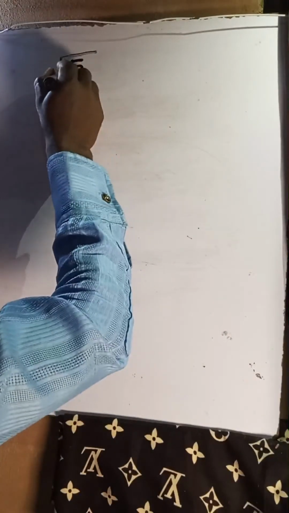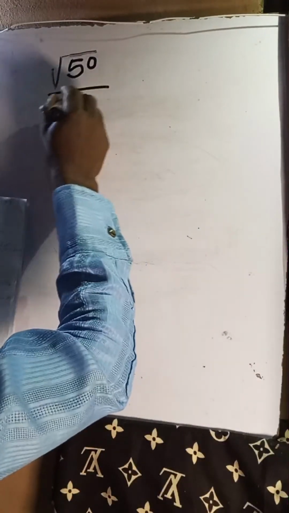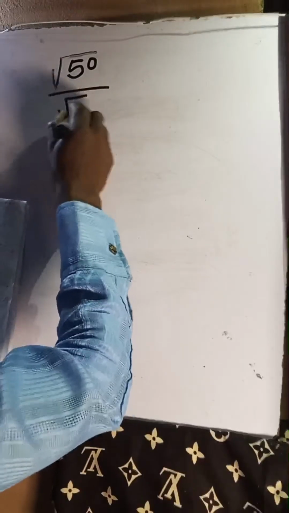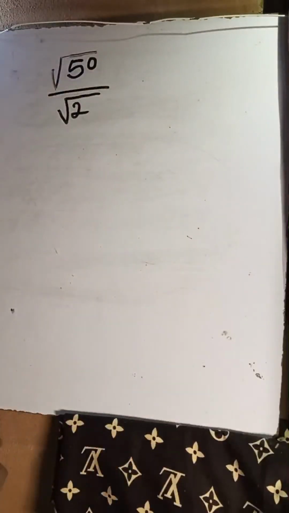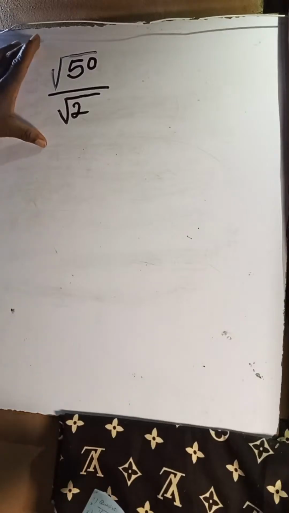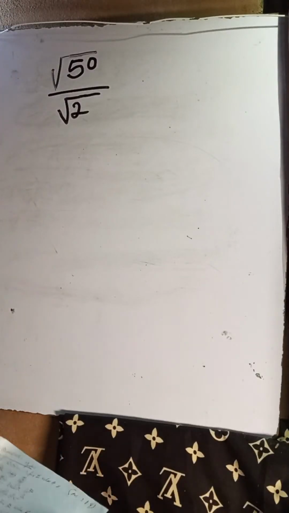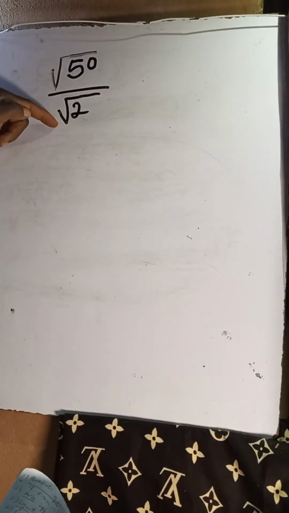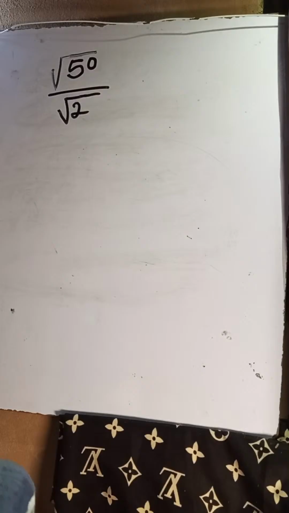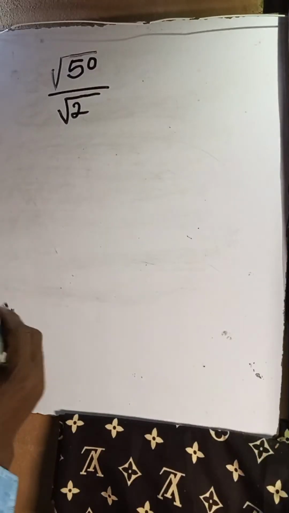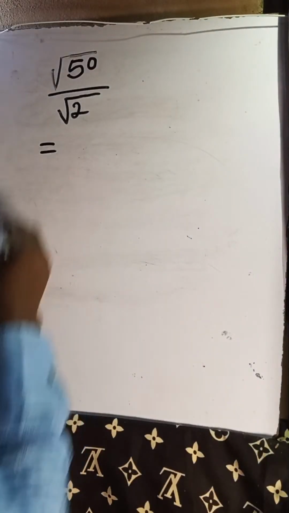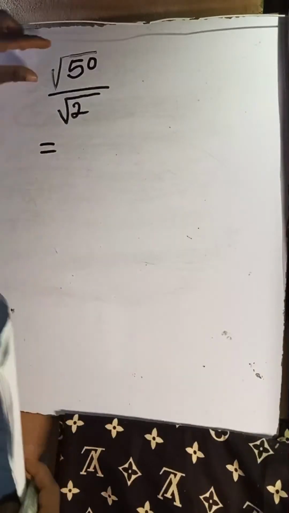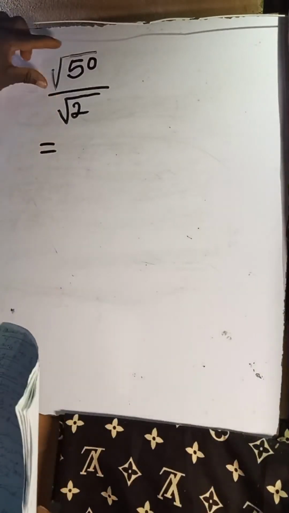Yes, we are to simplify root 50 divided by root 2. You can see this is a simple surd. You need to know the principle on how to deal with questions like this. The major thing is the principles, the foundation, the basics. Remember, this is like the way you deal with multiplication.